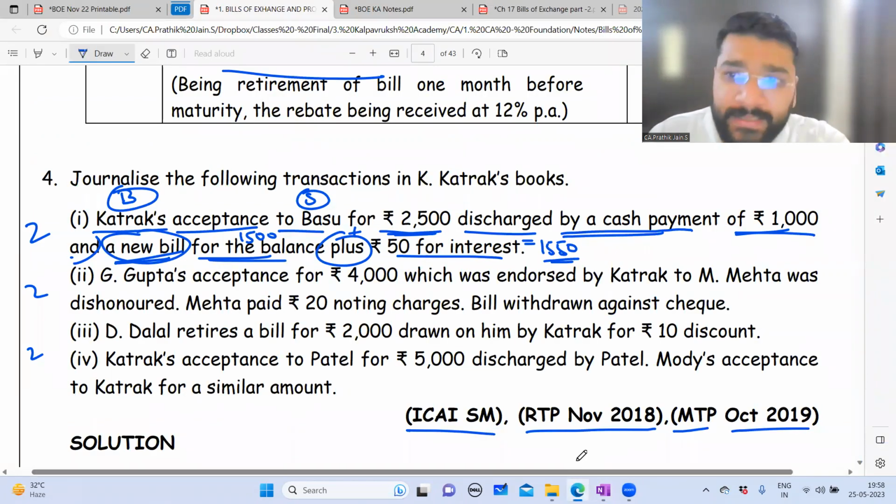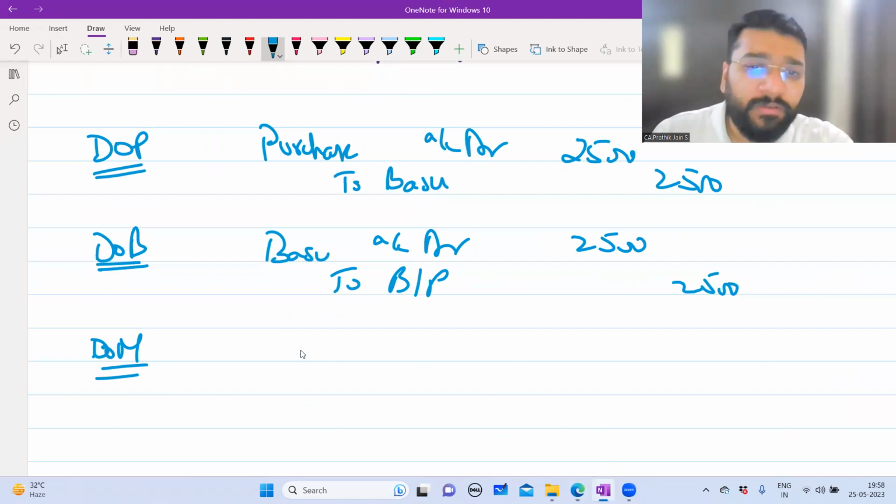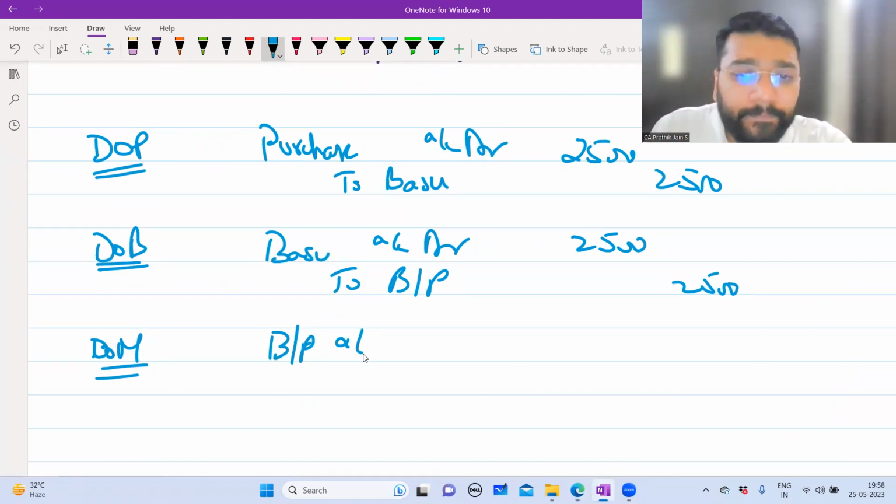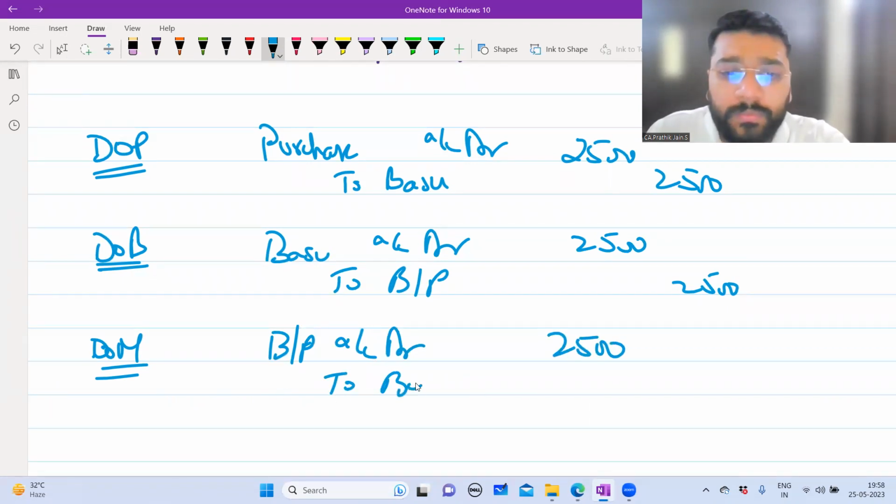The bill has been cancelled, and 1,000 rupees is paid. And for the balance amount, you are recording interest. So first I need to cancel the bill. What is the bill cancellation entry? I need to cancel the bill: Basu account debit 2,500 to bills payable 2,500. Yes or no?